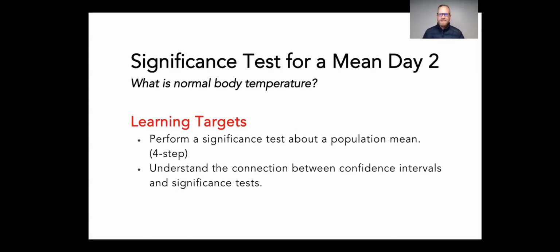Hi, this is Luke from the Stats Medic, and in this video we're going to talk about significance tests for a mean. This is day 2, and we are going to do that using the activity, what is normal body temperature? So we have 2 learning targets that we want to try to address here. The first one is to perform a full significance test about a population mean using the 4-step process. And then second, we want to understand the connection between confidence intervals and significance tests. So let's take a look at the activity.